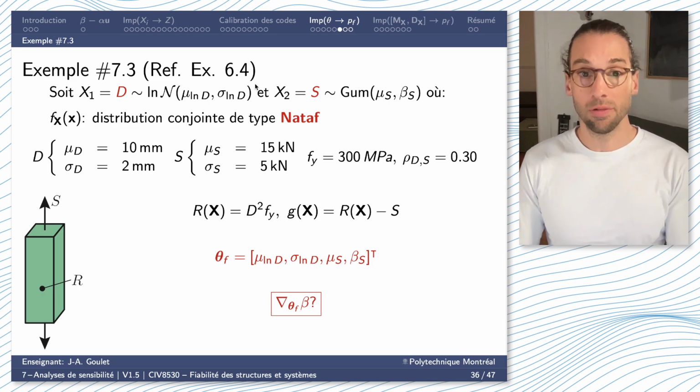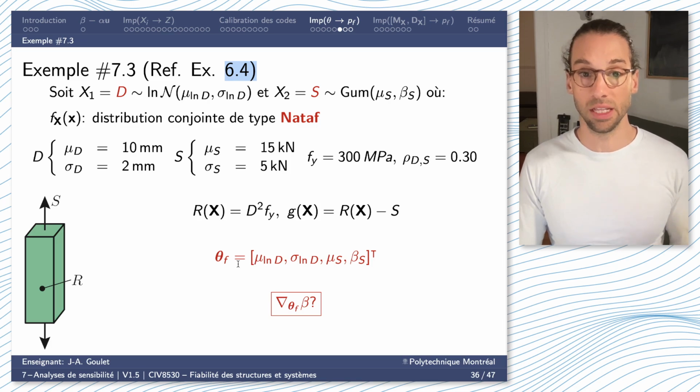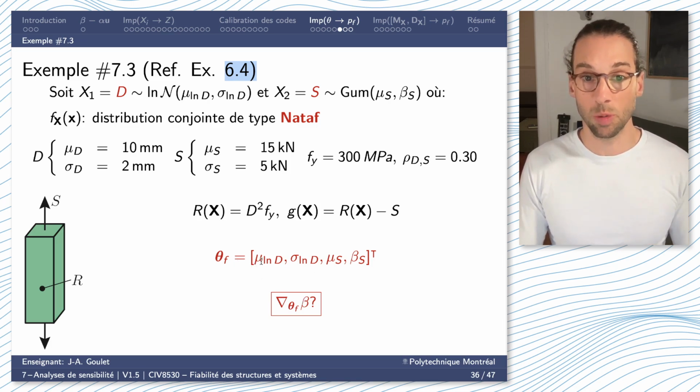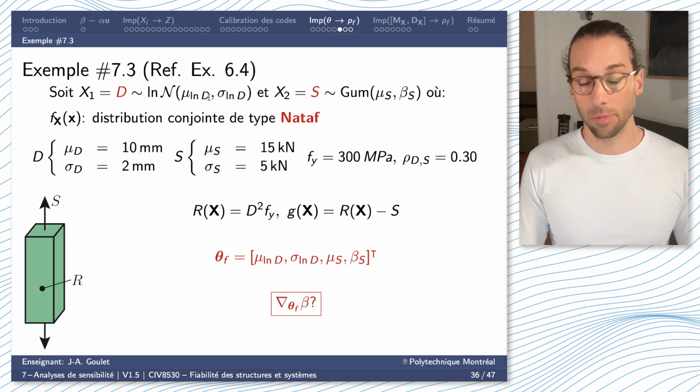So if we go back and revisit the same example that we've seen in module 6, example 6.4, now I want to compute the sensitivity of the beta that I computed with respect to those four parameters: the mean for my log normal, the standard deviation for my log normal, which is equivalent to the lambda and zeta for my log normal random variable, and mu s and beta s, the two parameters for my Gumbel distribution. So I want to take the gradient of beta with respect to those four parameters.